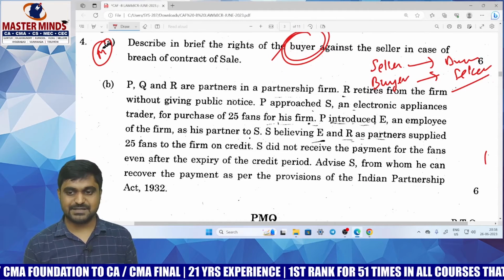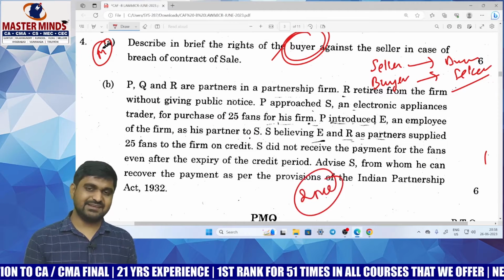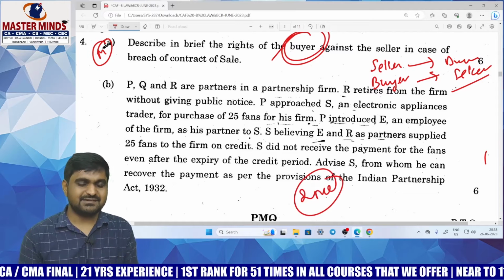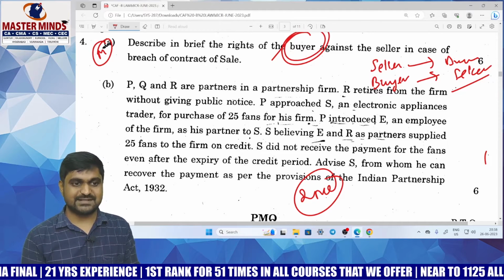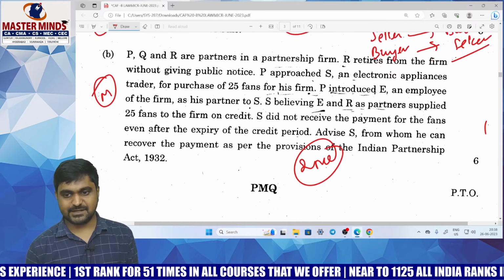And this is the measure of 2 practical questions. It is very easy also, but it will take some time to understand this question. That's why I am giving the moderate tag. So actually here there are 3 partners, P, Q, R.